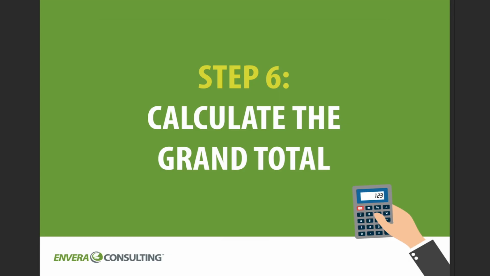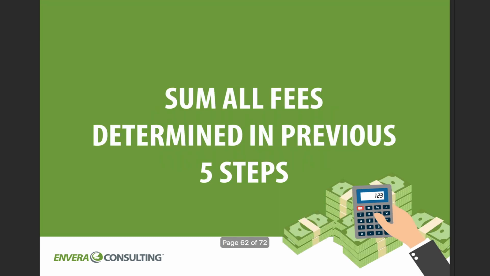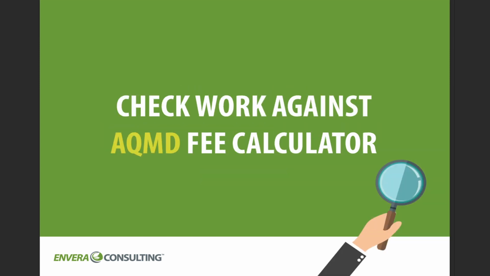Once you do that, then step 6 is to simply calculate the grand total. To do this, you're going to just go back and sum all the fees that you've determined in the previous 5 steps. You can calculate the grand total by hand, but it's also good to check your work against the AQMD's fee calculator.